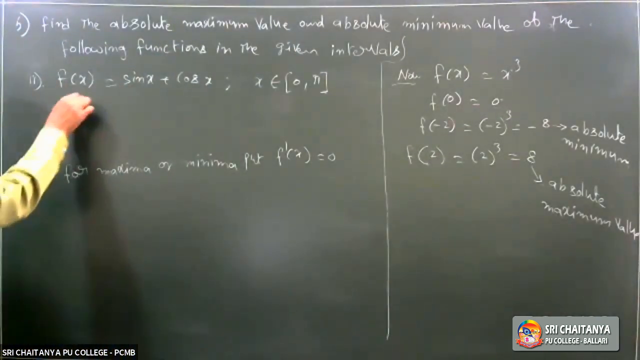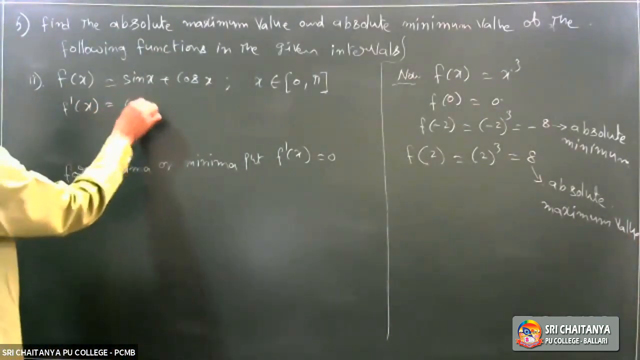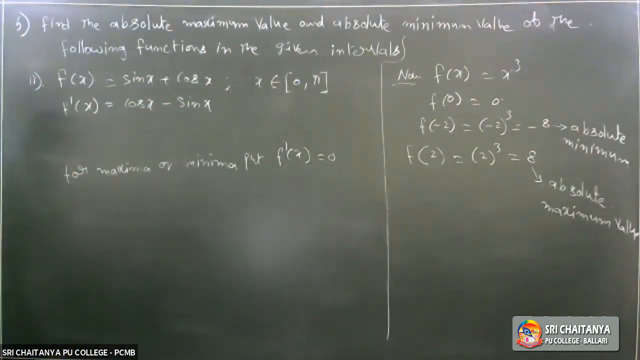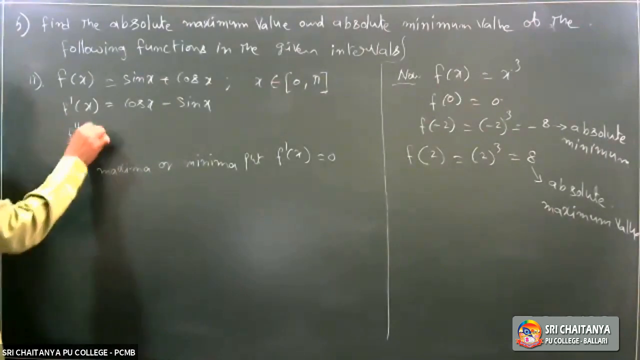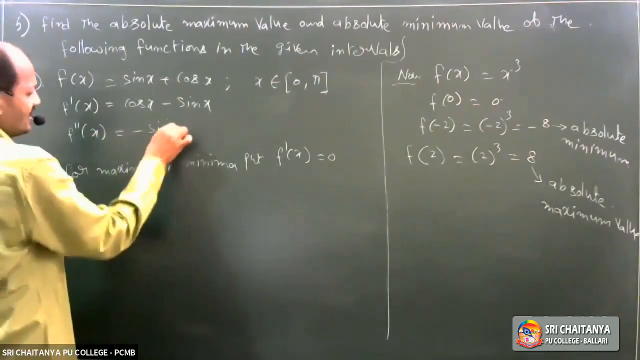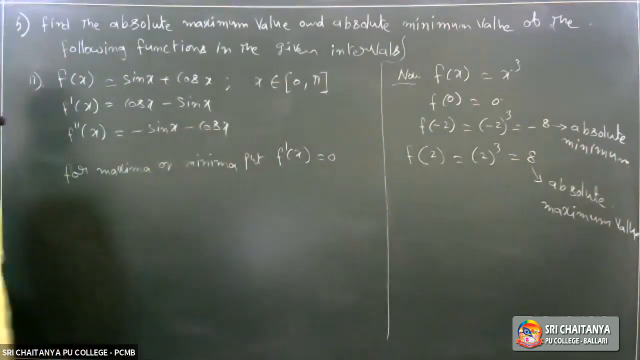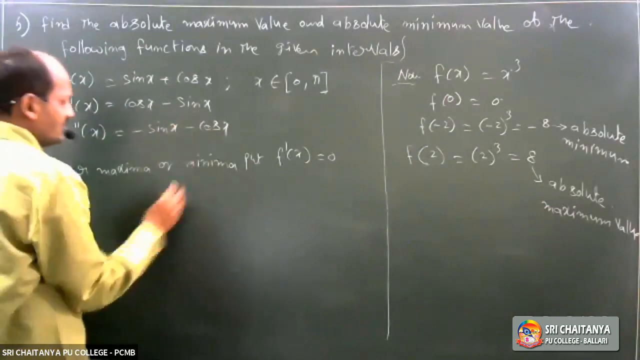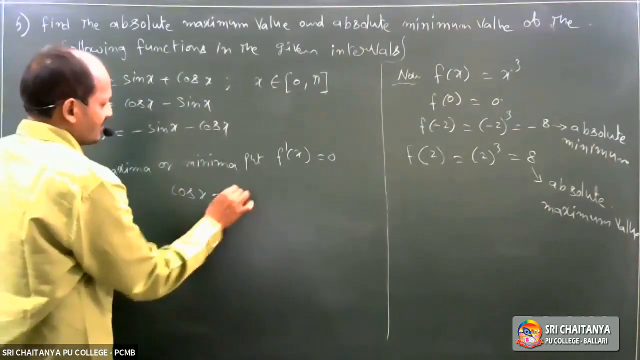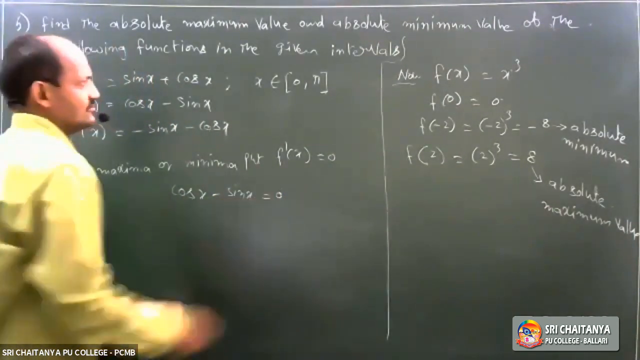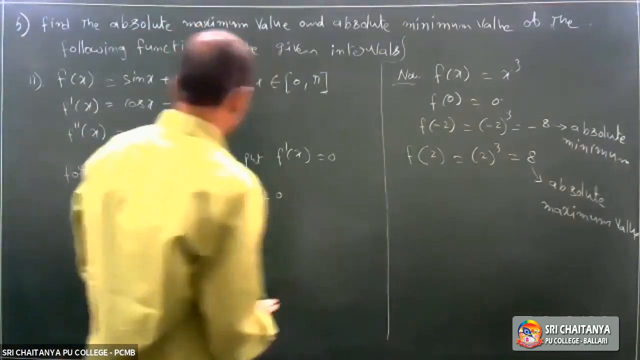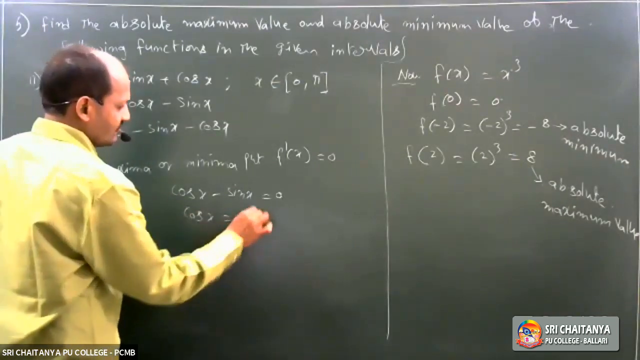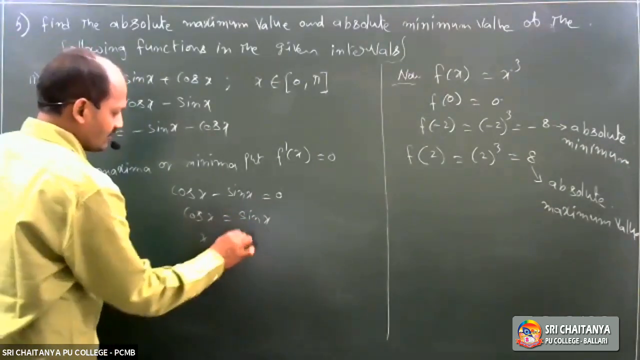So first order derivative. Derivative of sin x is cos x. Derivative of cos x is minus sin x. F double dash of x is minus sin x minus cos x. For maxima or minima, first derivative equal to 0. What about first derivative? It is cos x minus sin x is equal to 0. Cos x is equal to sin x when x is equal to pi by 4.